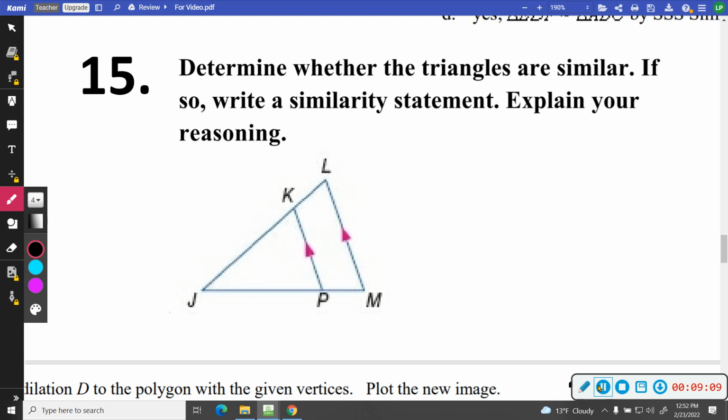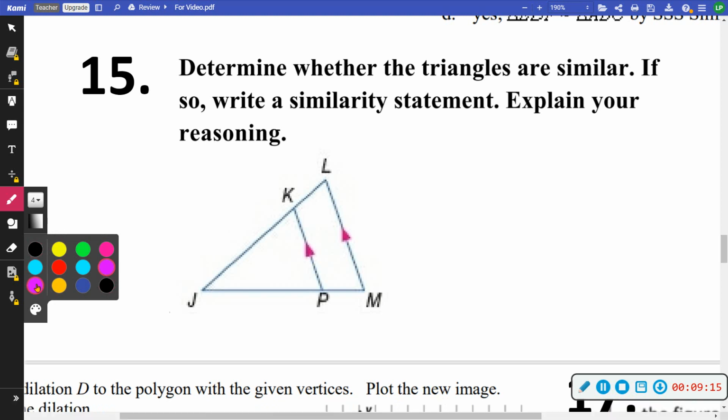Number 15, determine whether the triangles are similar. I always try with the angles first. I see a big triangle and then a little triangle, and I noticed that they both share the same angle J. So that would take care of one of our A's for AA.